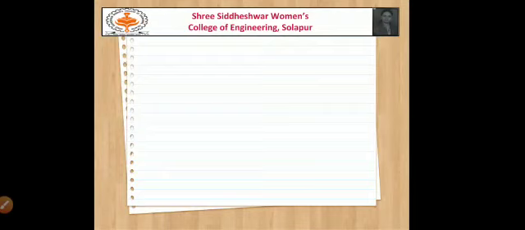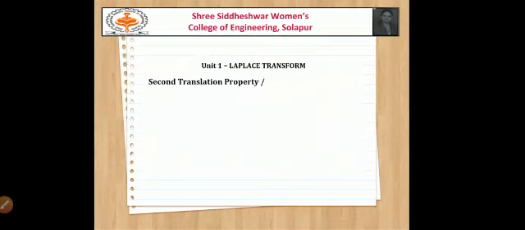We are dealing with the first unit of Laplace transform of M3 syllabus, and so far we have studied its definition and 4 to 5 properties, and we have solved some examples where we have applied those properties. Now we will move to the next property, that is second translation property, or it is also known as second shifting theorem. We have seen first shifting theorem or first shifting property, and here it is second shifting theorem.